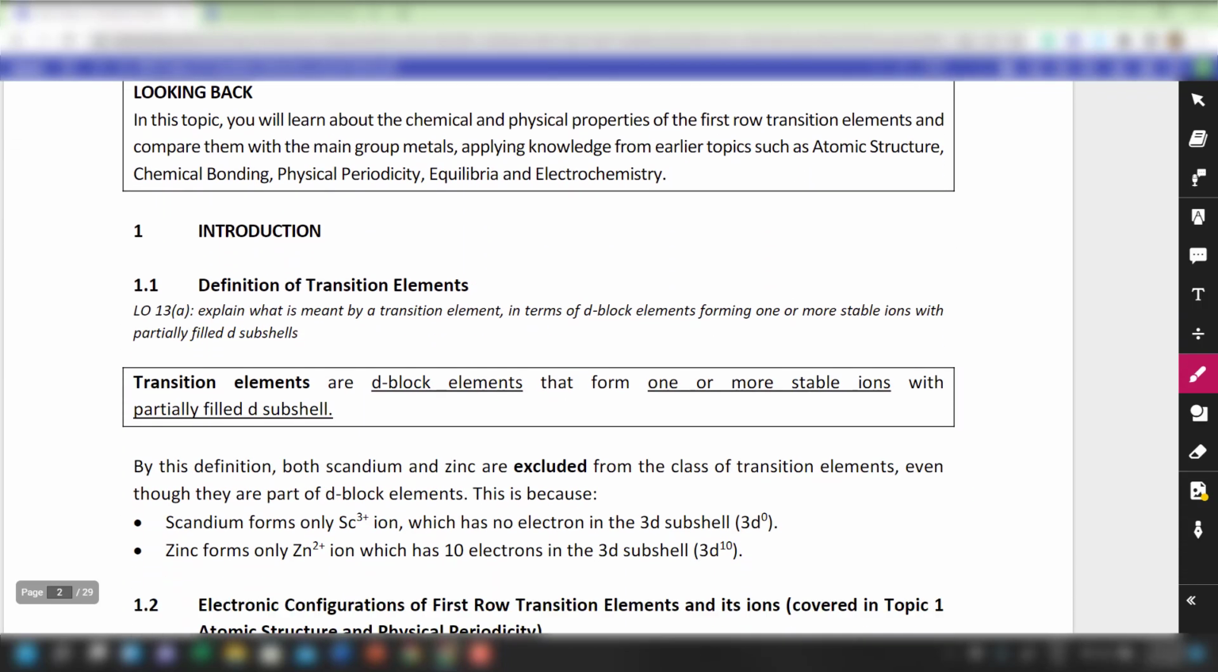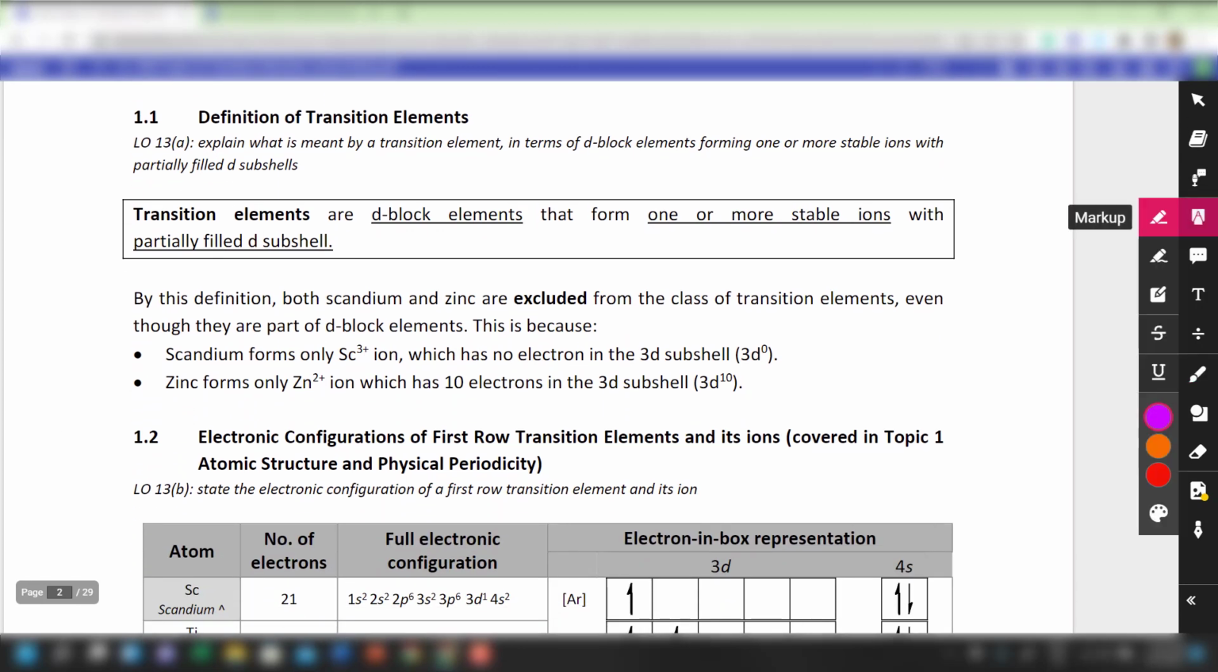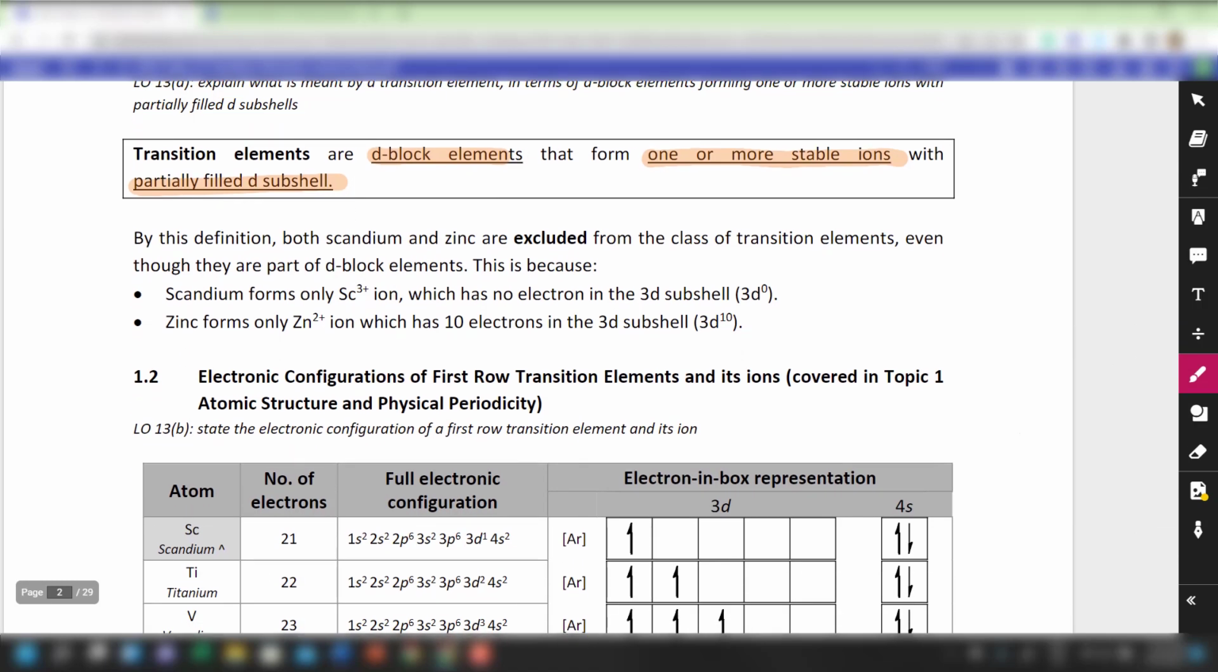Okay, yeah. So we'll jump straight into the definition. I think we have briefly discussed the definition. Transition elements are d block elements that form one or more stable ions with partially filled subshells. Yeah, the subshell need not be 3d. For first row transition elements it is 3d, for second row it is 4d, third row will be 5d. Okay, so you do not need to qualify it. Yeah, so by definition, scandium and zinc are excluded. We have explained that. Okay, so these two cases we have already explained.